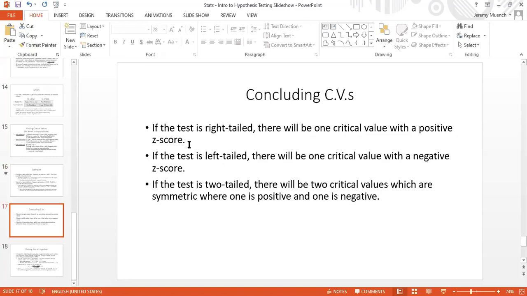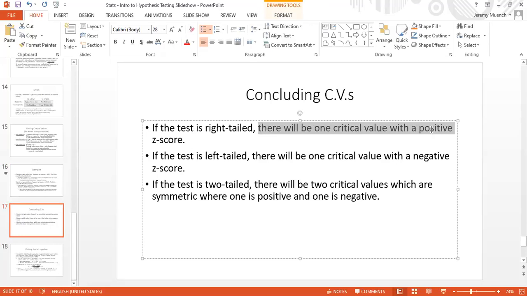So, concluding this, once again, if your test is right-tailed, there's one critical value and it's positive. If it's left-tailed, there's one critical value and it's negative. If your test is two-tailed, you'll have two critical values, which are going to be symmetric, one positive and one negative, and they are going to be built from an alpha that's half of your starting alpha.